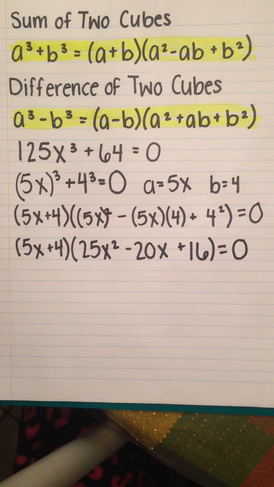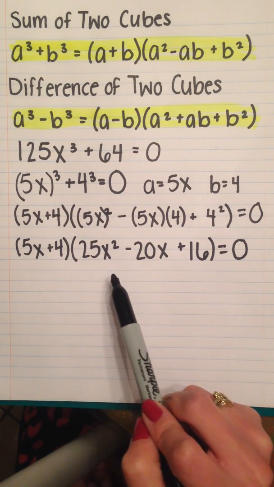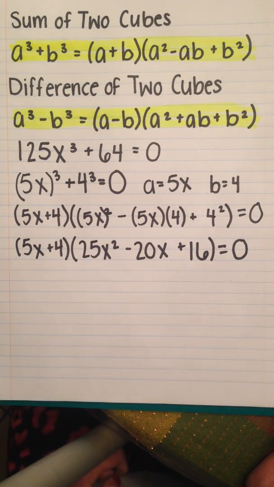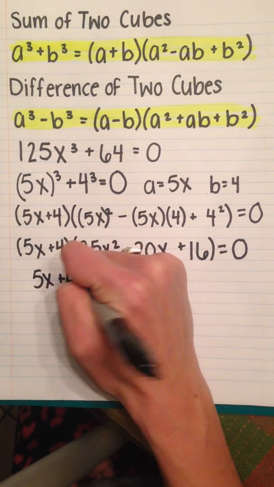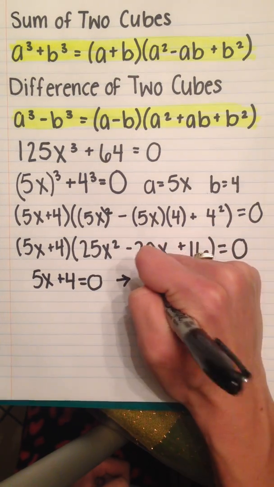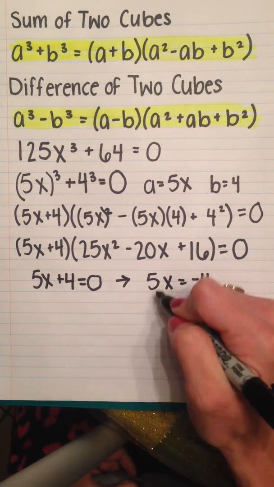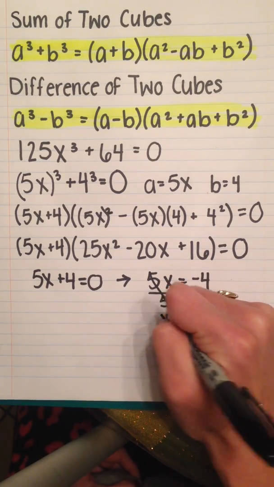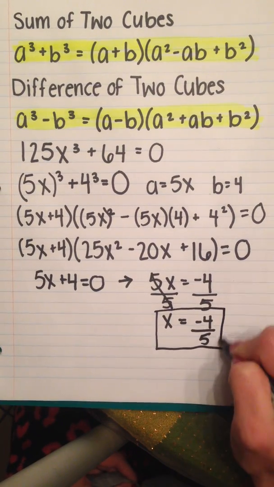Now just as with any factoring, we know that if one term times another term equals 0, then one or both of these equals 0. So we take them individually, set them equal to 0, and solve for x. Let's do that with the first term. We have 5x plus 4 equals 0. Using simple algebra, we subtract 4 from both sides, leaving 5x equals negative 4. To get x alone, we divide by 5 on each side, which leaves us with x equals negative 4 over 5. And this is one of our solutions.